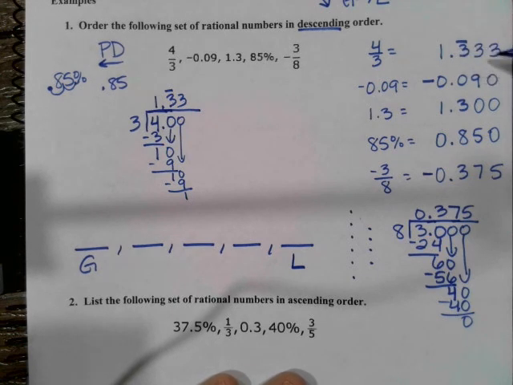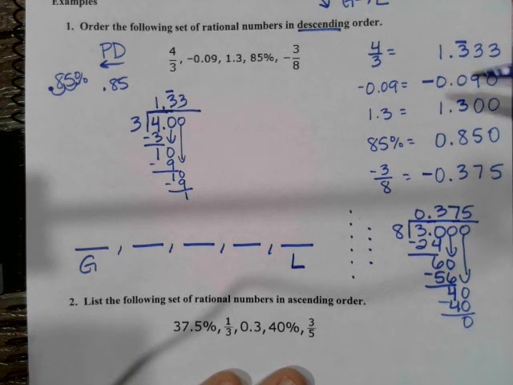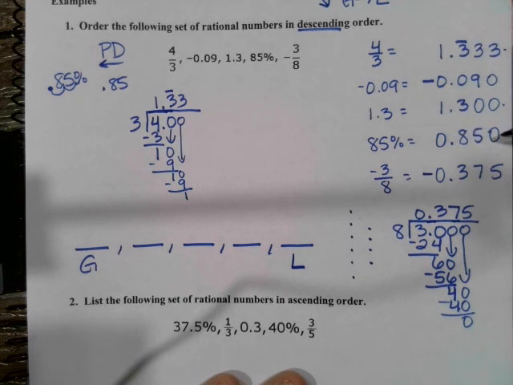So now that we have all the numbers with the same place value, we can just pretend the decimal's gone, and this number is 1,333. This is negative 90, 1,300, 850, and then negative 375. Little cheat. That's just a quick, easy way to compare them instead of worrying about decimal place value. All right, so my greatest one, my biggest one has to be one of my positives. So I have 1,333, 1,300, or 850. The biggest one is right here. So I'm not going to put this.